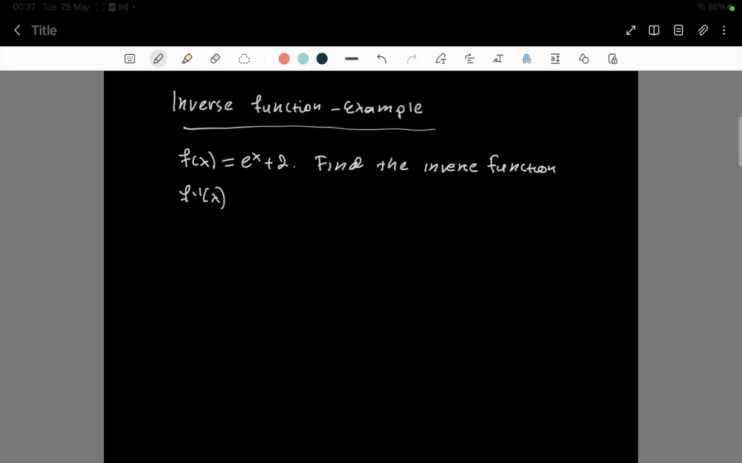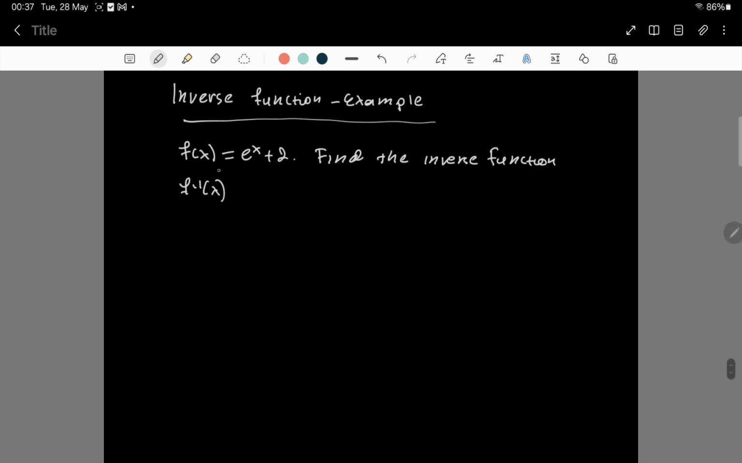In this video, we pay attention to finding an inverse function. We have this example to solve. We have the function f of x equals e to the power of x plus 1, and we want to find the inverse function denoted as f minus 1 of x. Step 1, we have our function here.